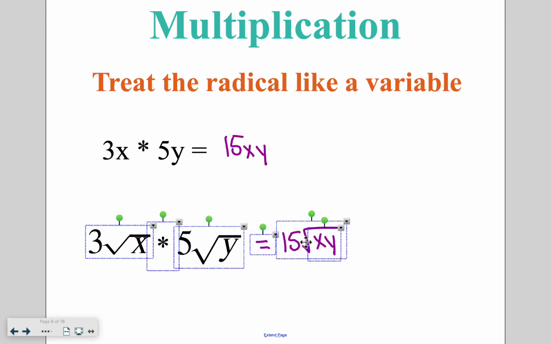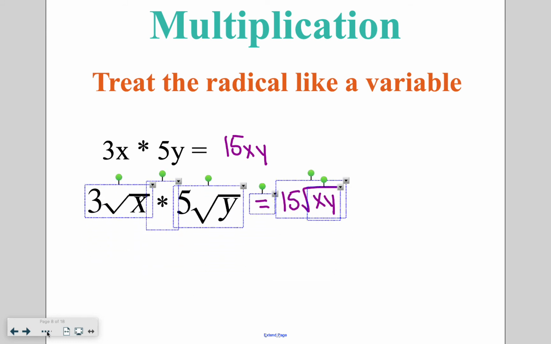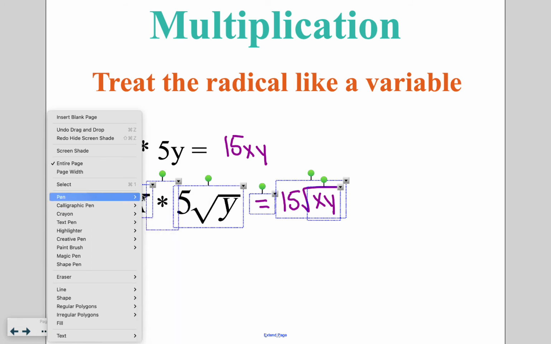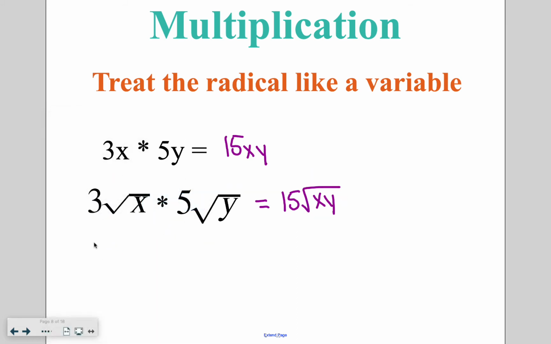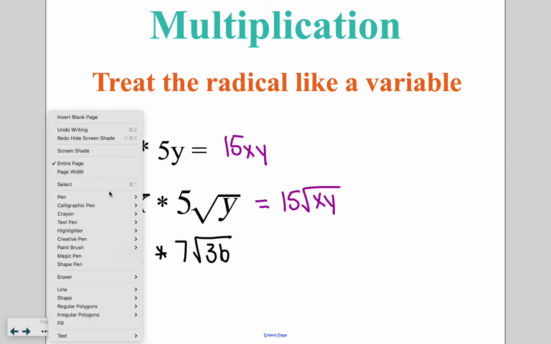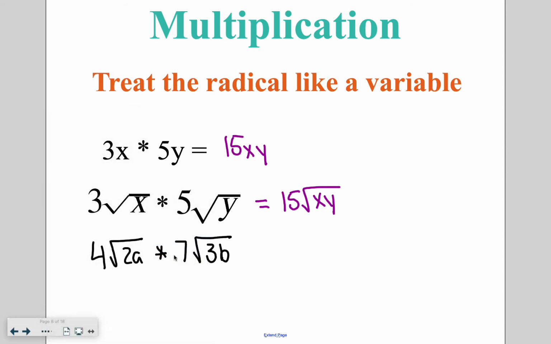If I did one more example here, just to show what I mean by inside and outside, if I did, for example, 4 square root of 2a times 7 square root of 3b, 4 and 7 are on the outside of my square root. So I'm going to multiply those and I get 28. And then inside my square root now, I have 2 times 3, which is 6, and then a and b, since those are being multiplied.